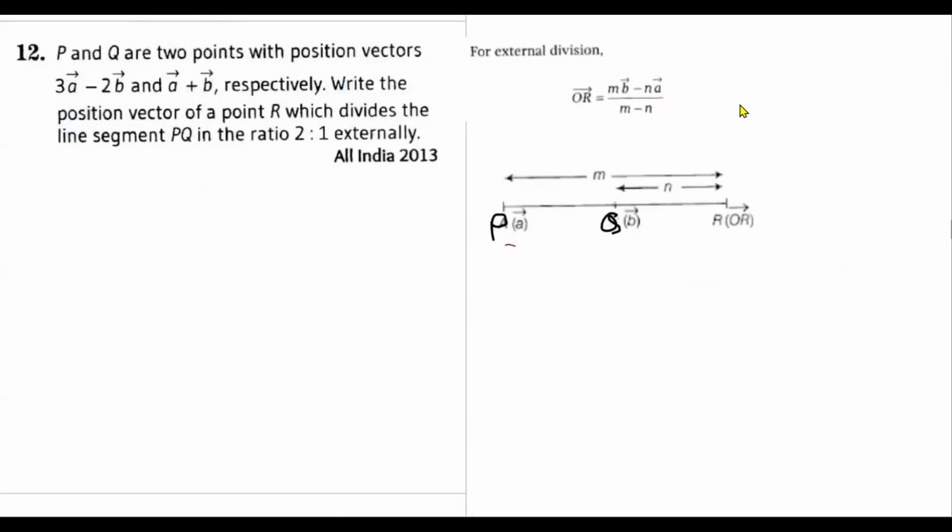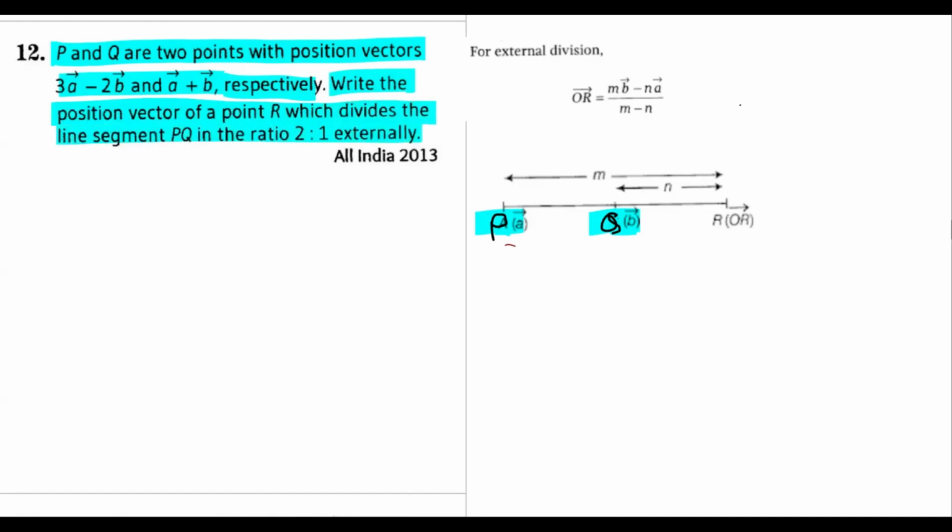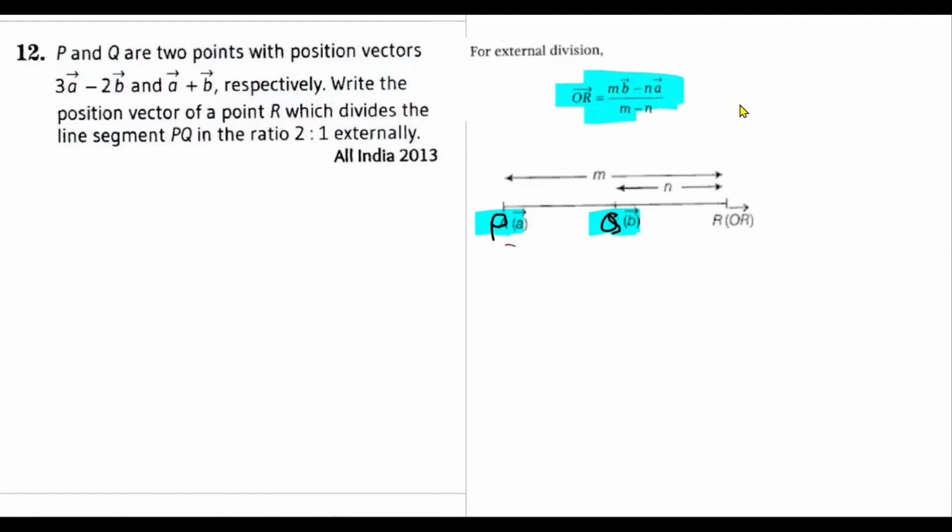In the next question, it's given that P and Q are 2 points whose position vectors are this and this, respectively. Well, the diagram is not given, I just made it. Write the position vector of R which divides the line segment externally in the ratio 2:1. So in case of external division, we have this relation.